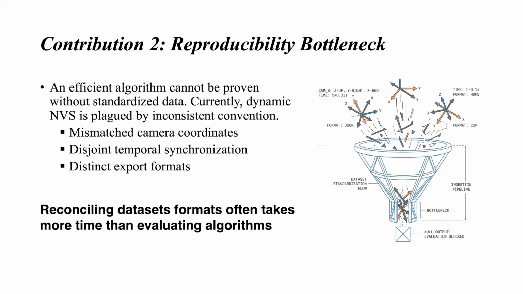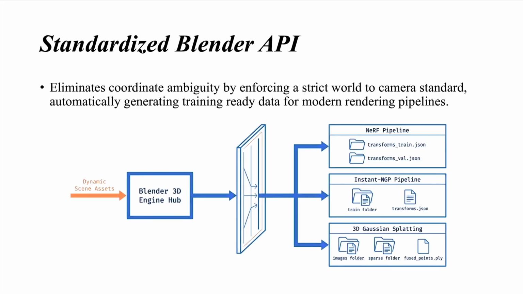Beyond the algorithm, we identified a major reproducibility bottleneck in the field. Evaluation is often plagued by mismatched camera coordinates, disjointed synchronization, and fragmented export formats. Often, reconciling these dataset formats takes more time than actually evaluating the algorithm itself. To solve this, we developed a standardized Blender API. It enforces a strict world-to-camera standard.